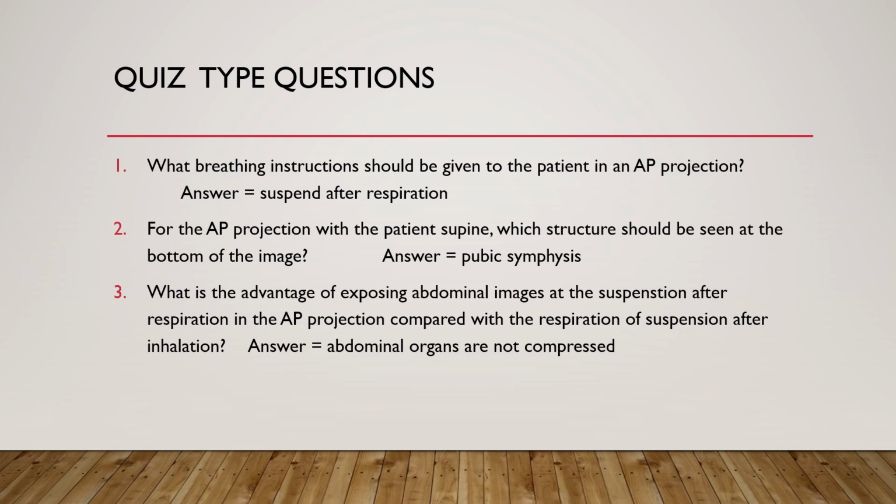Number 2, for the AP projection with the patient supine, which structure should be seen at the bottom of the image? That would be the pubic symphysis. The reason for that is so that you can include all of the bladder.